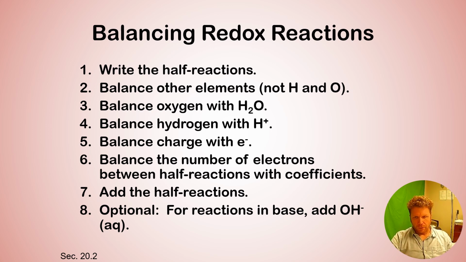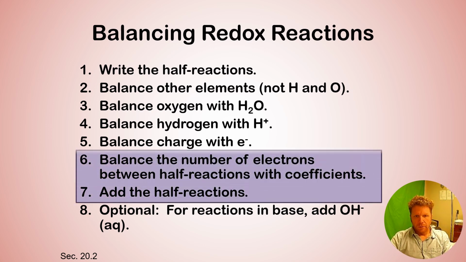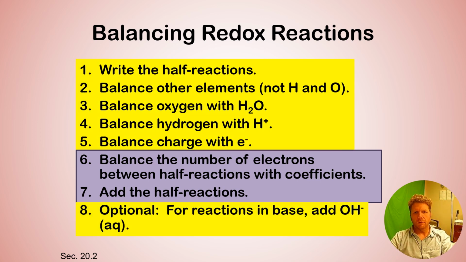Now, there are other circumstances that we'll go into in just a minute, or in probably the next video, and that is for reactions in a base, add hydroxide to neutralize or to balance it out. So those two right there, balancing the number of electrons between half reactions with coefficients, that's pretty tricky. And then consolidating and adding the half reactions is your very last step.